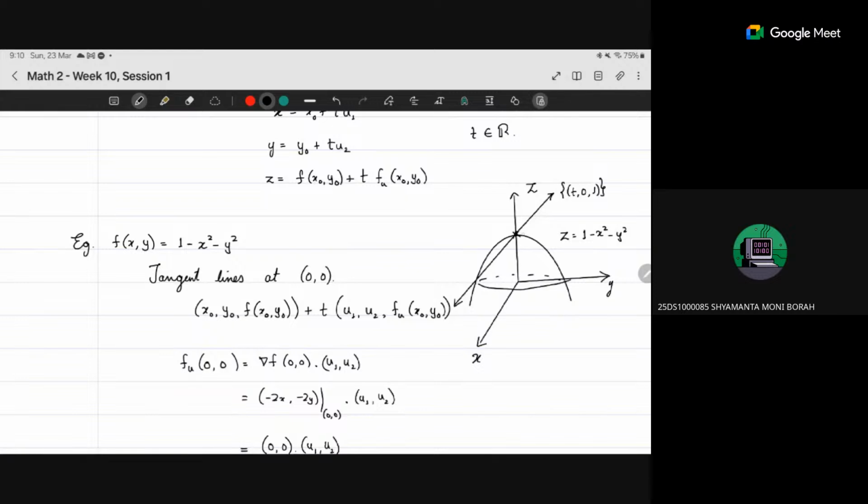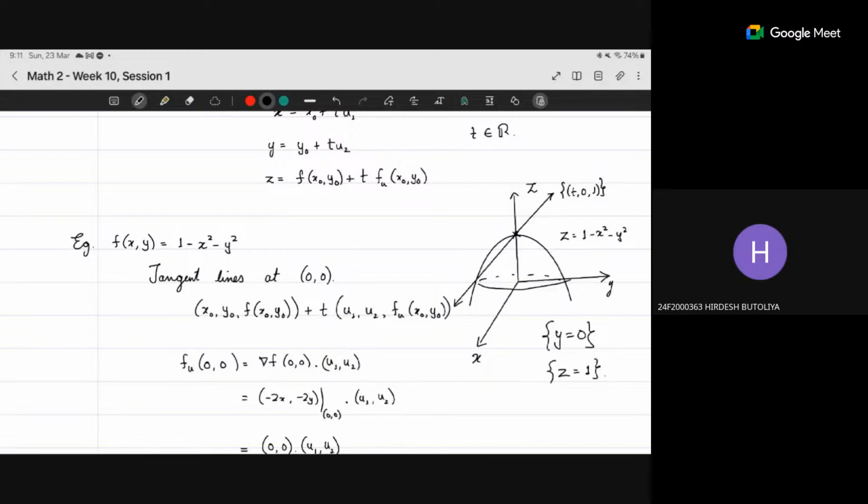What does changing in y mean? It would go this way or this way. That is change in y, right? So what is y equal to 0? Y equal to 0 is the xz plane. Yes, sir. And z equal to 1 is the shifted xy plane, a parallel of the xy plane at z equal to 1.